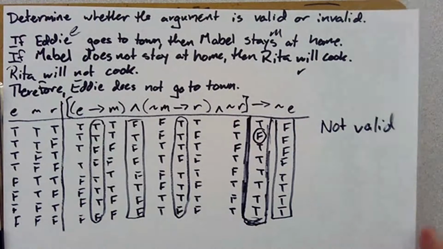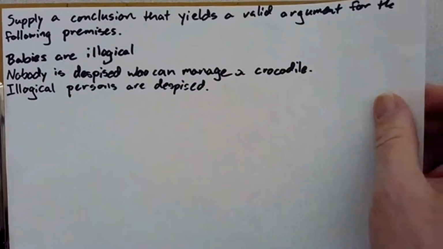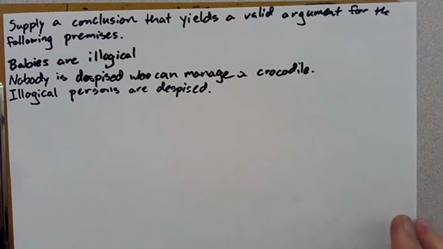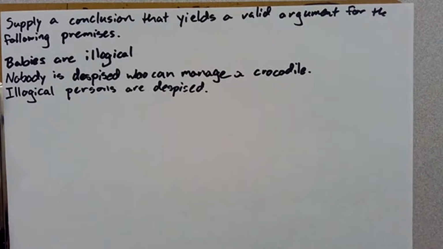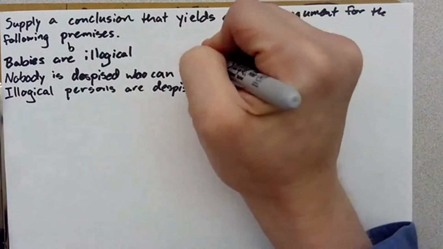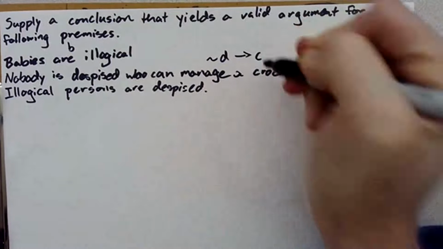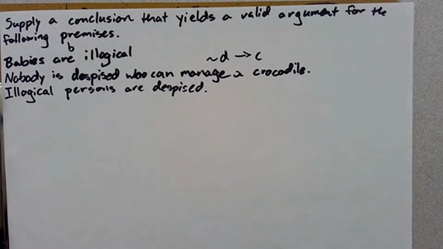Next up, we have this argument: supply a conclusion that yields a valid argument for the following premises. Babies are illogical, we'll call this B. Nobody is despised who can manage a crocodile. Not D implies C. Illogical persons are despised.